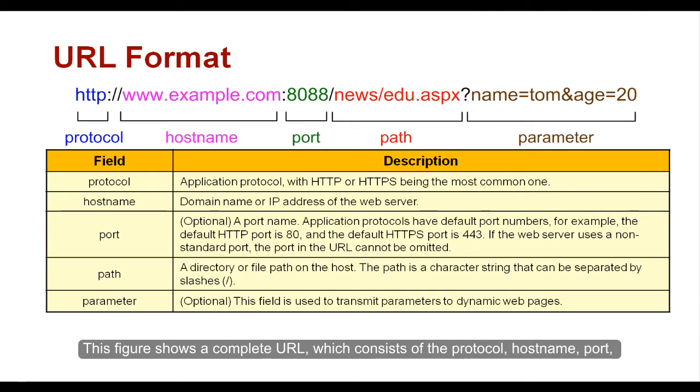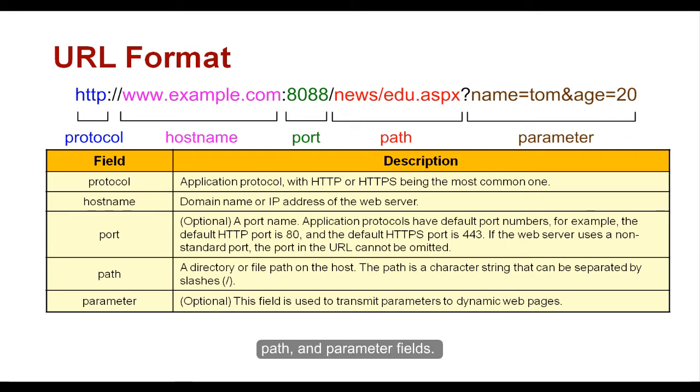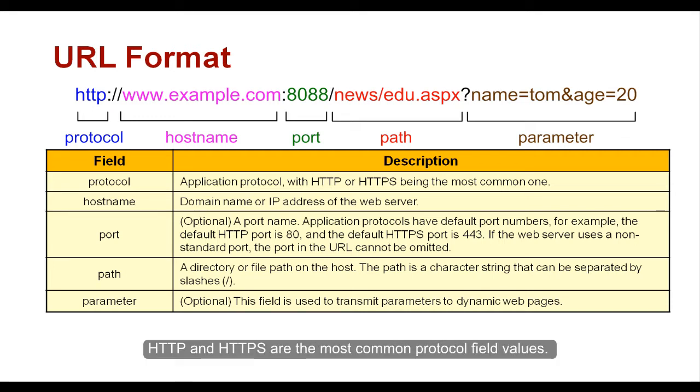This figure shows a complete URL, which consists of the protocol, host name, port, path, and parameter fields. HTTP and HTTPS are the most common protocol field values. The firewall automatically removes the protocol field in pre-processing.